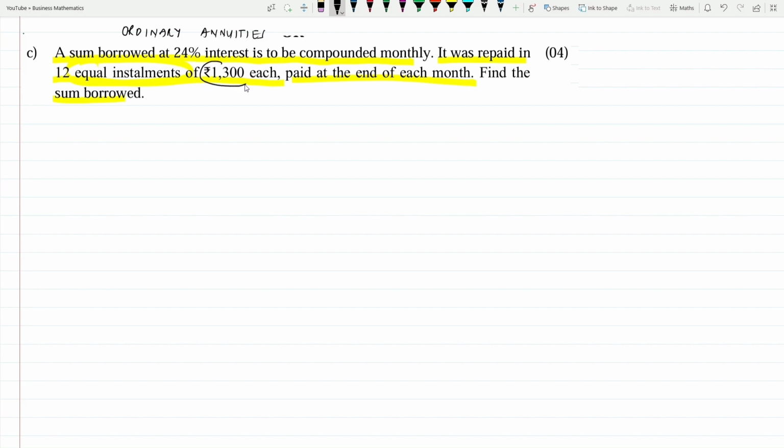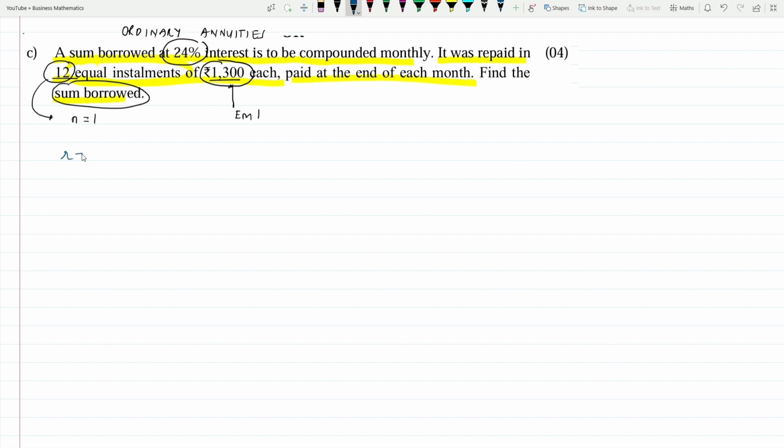The EMI is given to us in the problem. We wish to find out what was the sum borrowed, so that the EMI comes up as 1300 rupees per month, and that needs to be paid for 12 equal installments. The rate of interest given to us is 24. The EMI value is 1300. And since it is only 12 equal installments, the period for which the money has been borrowed is 1 year. Let us write down the data first.